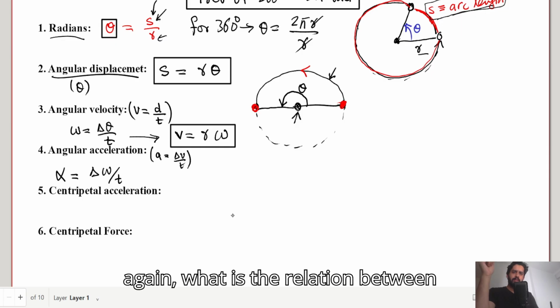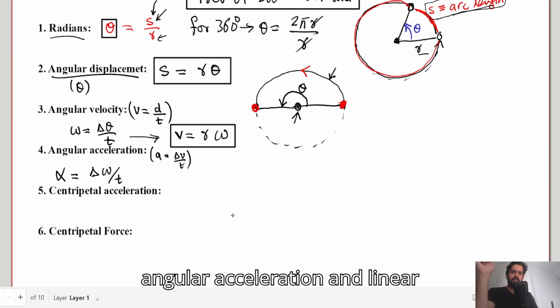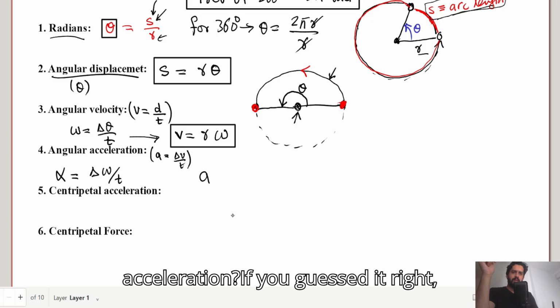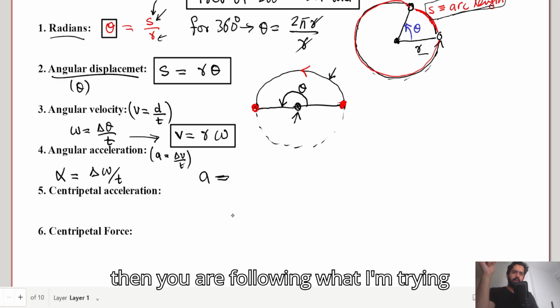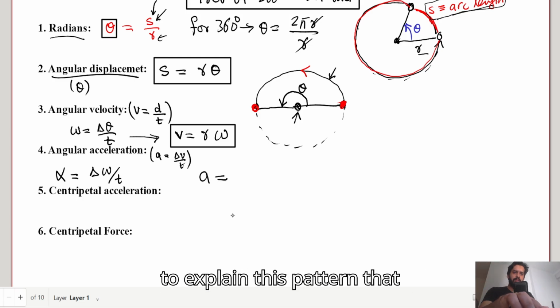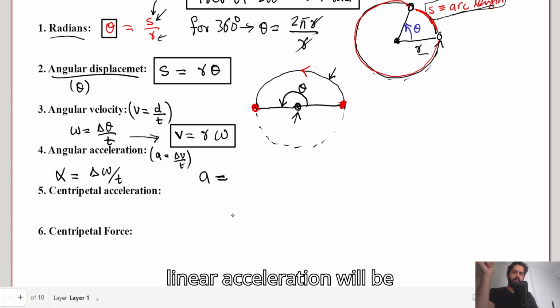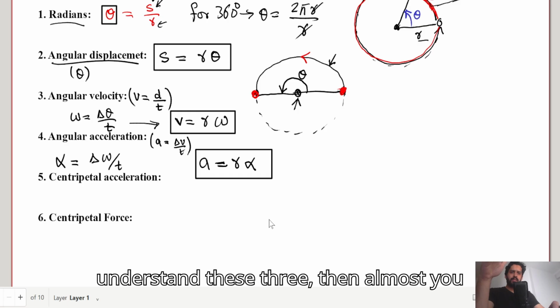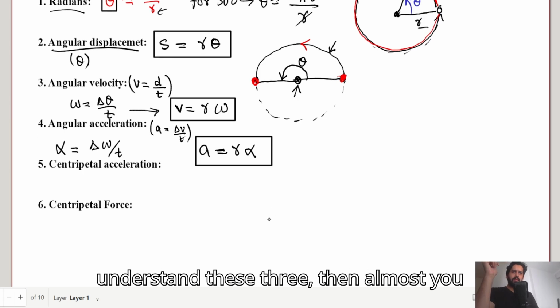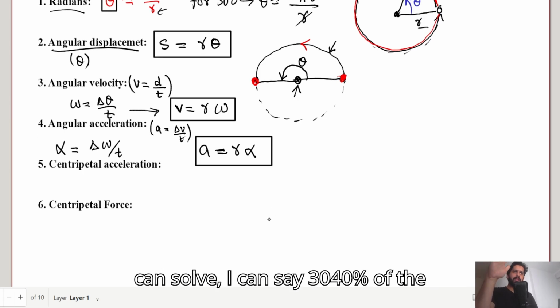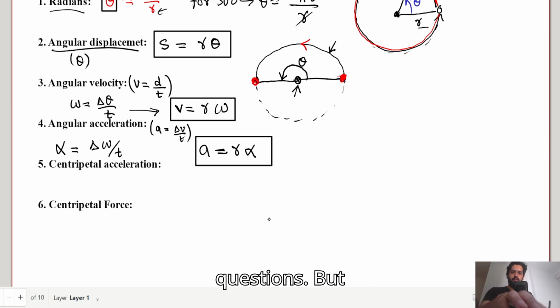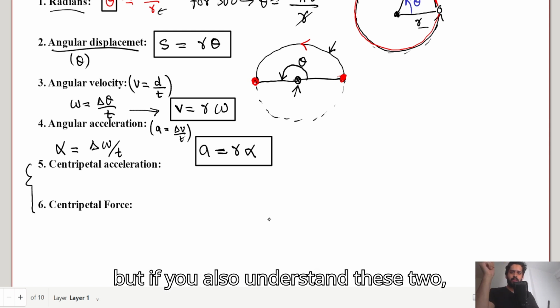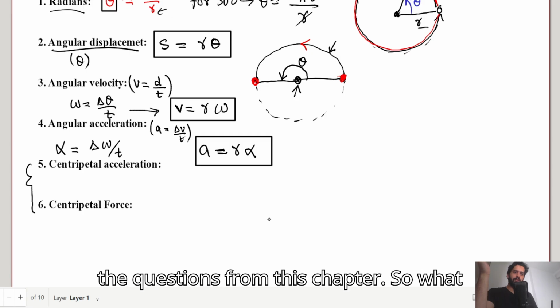And again, what is the relation between angular acceleration and linear acceleration? If you guessed it right, then you are following what I'm trying to explain, this pattern, that linear acceleration will be r times angular acceleration. So if you understand these three, then almost you can solve, I can say 30-40% of the questions. But if you also understand these two, then you will be able to solve 100% of the questions from this chapter.